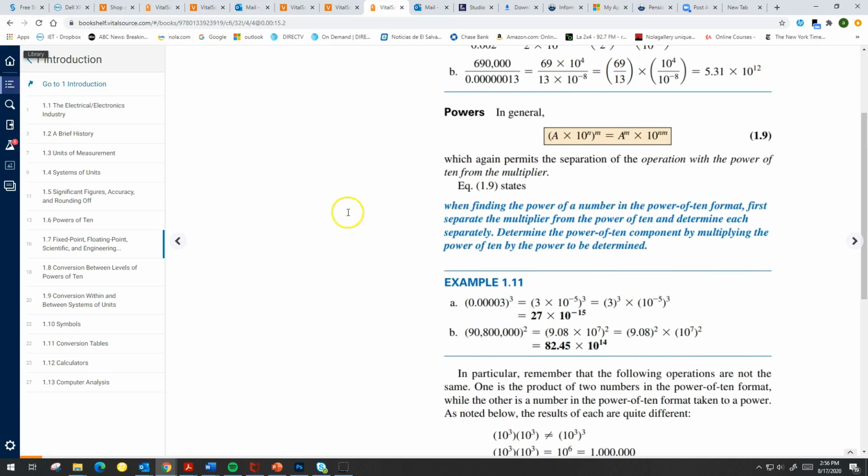So if I have a number a times 10 to the n, and I raise the whole number to the power m, then the rule is simple. I'm going to raise that number a to m, whatever the power is, and I'm going to follow the rules of power for the powers of 10, which is multiplying the exponents.